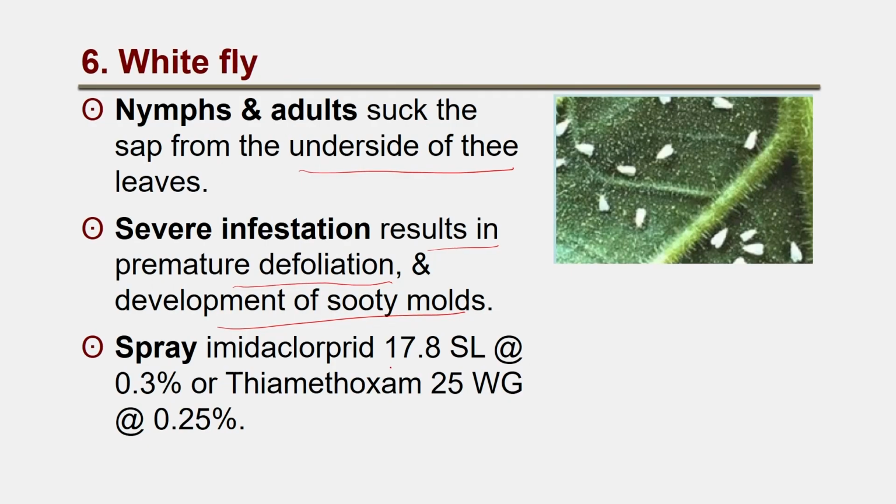Spray imidacloprid 17.8 SL at the rate of 0.3% or thiamethoxam 25 WG 0.25%, and on an average 500 to 600 liters of solution can be made and sprayed.